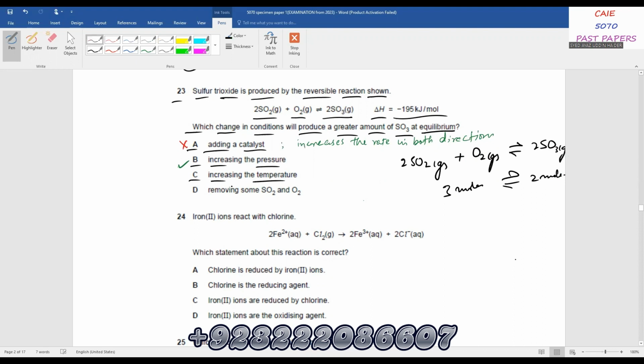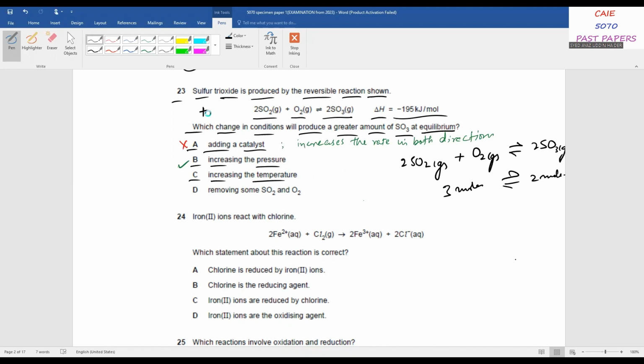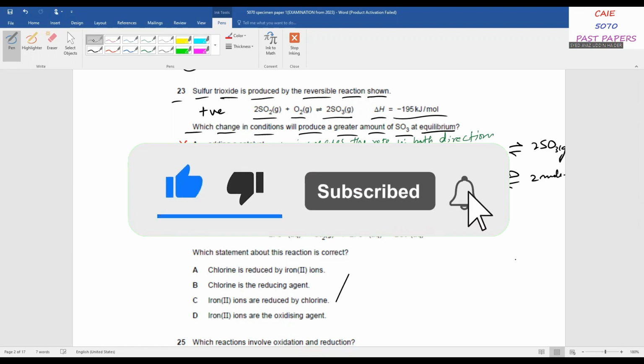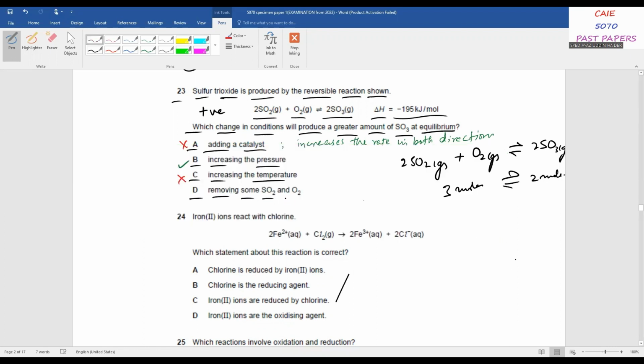C, increasing the temperature. Increasing the temperature will shift the equilibrium to the endothermic side. So we have the endothermic side as the reactant one. So equilibrium will shift to the reactant side. So this is the wrong choice. D, removing some SO2 and O2. If you remove SO2 and O2, what will happen? More SO3 will be broken down to produce more SO2 and O2. So again, this is wrong. So the correct answer will be B. For 23, the correct answer will be B.